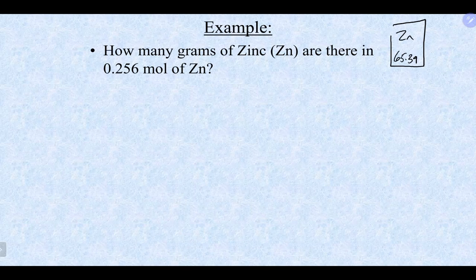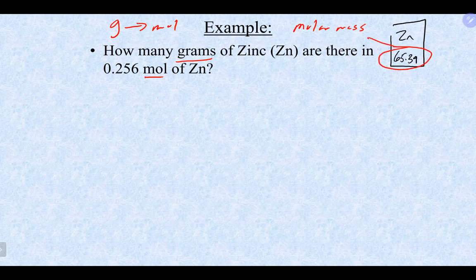Okay, let's take a look. So in this case, we are looking for grams. We have moles given to us. So this is a moles to grams conversion. And that again is the molar mass from the periodic table, which again, we could get from right there.